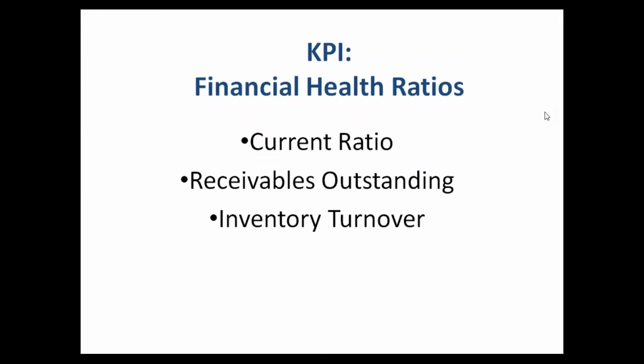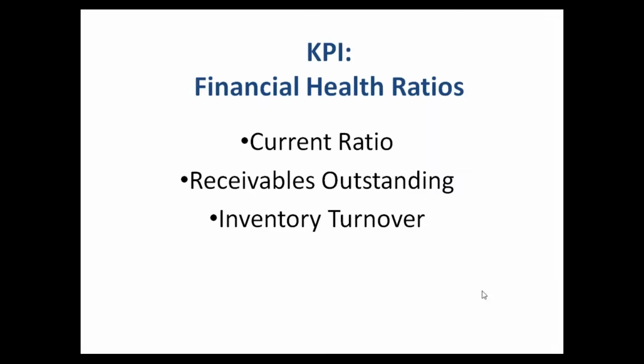The first 3 financial key performance indicators we want to take a look at are the current ratio, receivables outstanding, and inventory turnover. All 3 of these ratios deal with the financial health of the company, and they look at the company assets, or the good stuff within the company. It'll help you as a manager or an owner understand how well you're using your assets to meet your business objectives.